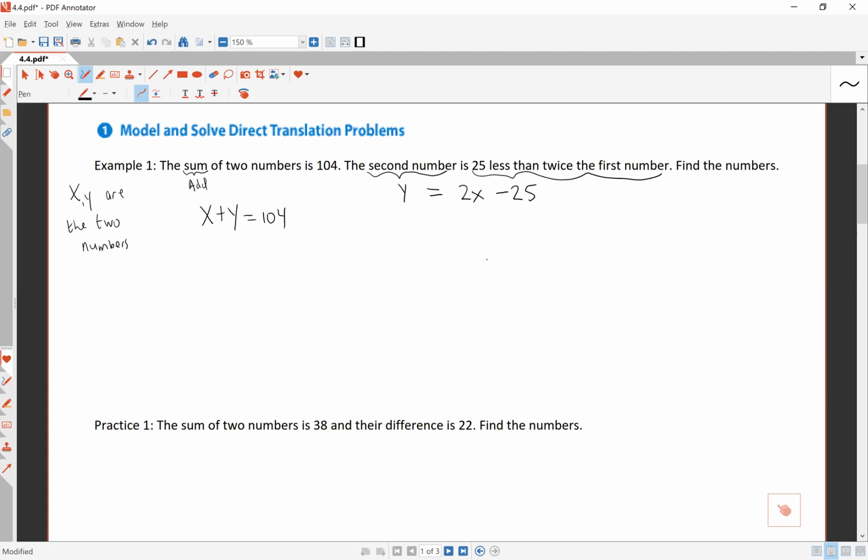So we have directly translated these two statements into a system of two equations in two unknowns. x plus y is 104, and y is equal to 2x minus 25. The first one says the sum of our two numbers is 104, and the second one says the second number is 25 less than twice the first number.